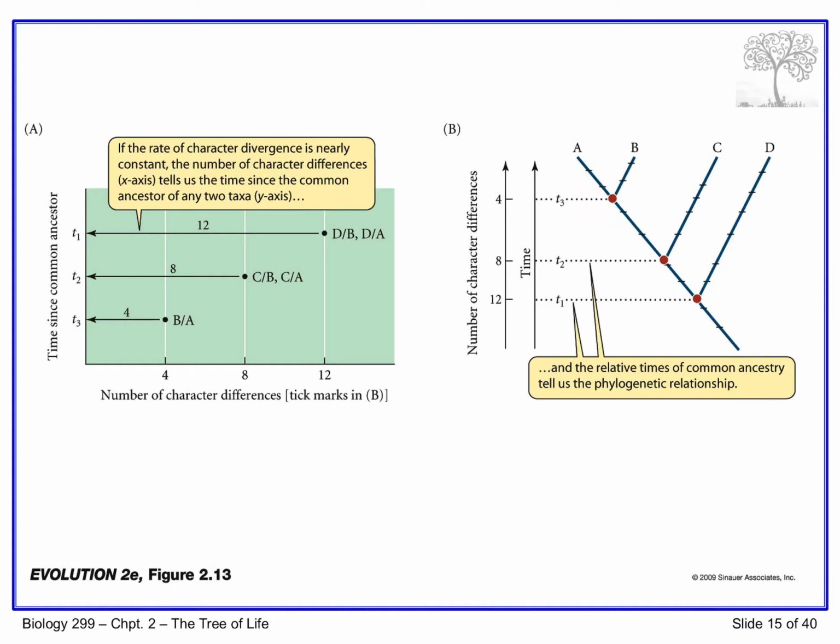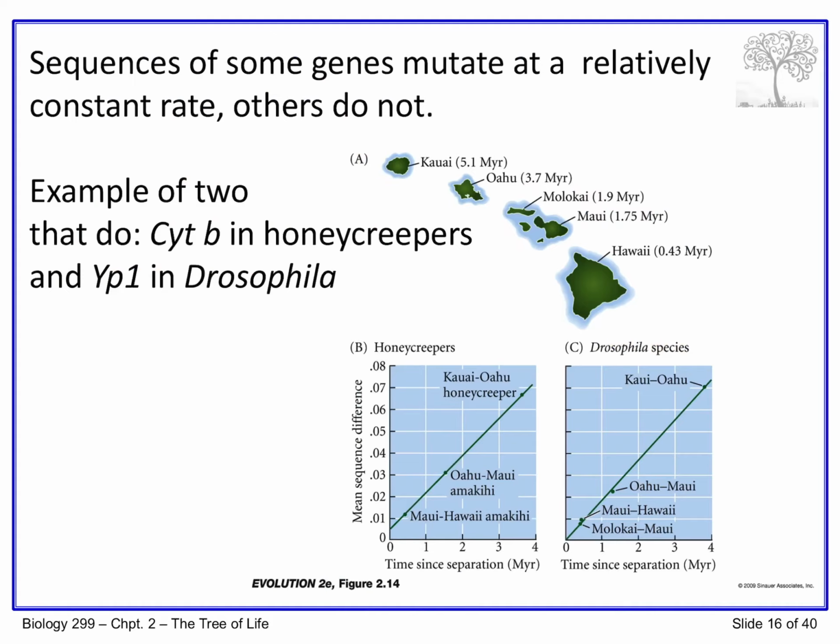And so this can give us relative times of divergence, okay? Now, if we know the actual rate at which that mutation occurs in that gene, then we can back calculate. If it takes 1 million years for it to occur, and you got 4 differences between A and B, that suggests 4 million years of time since they diverged from a common ancestor. All right, that's the idea with a molecular clock.